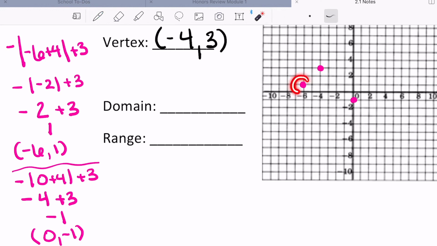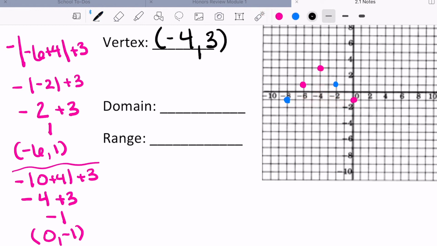So if I reflect this point here, I am 2 to the left, so I'm going to go 2 to the right. This is where my coordinate point would be. And then I'm going to reflect this point. How many am I away? 1, 2, 3, 4. Go 4 to the right. This is a reflection of my coordinate point.